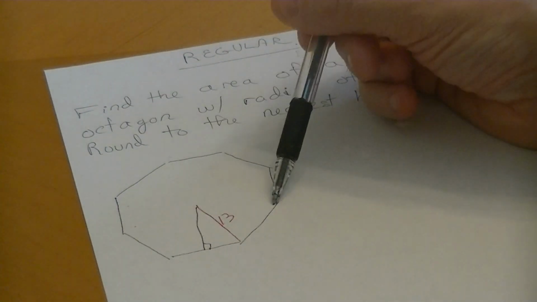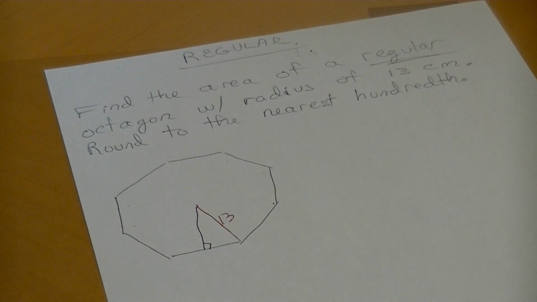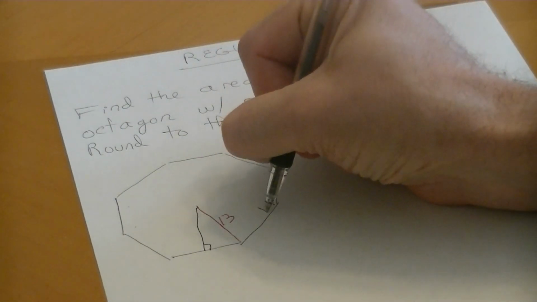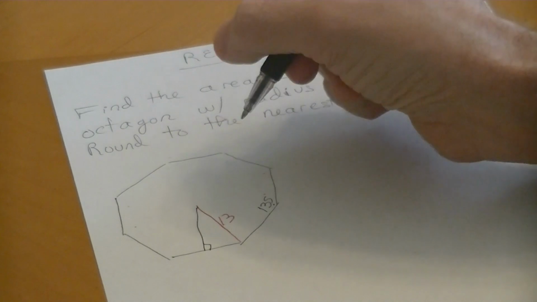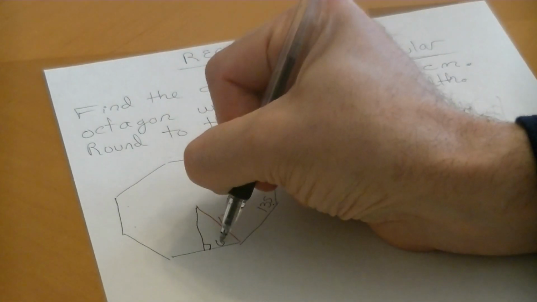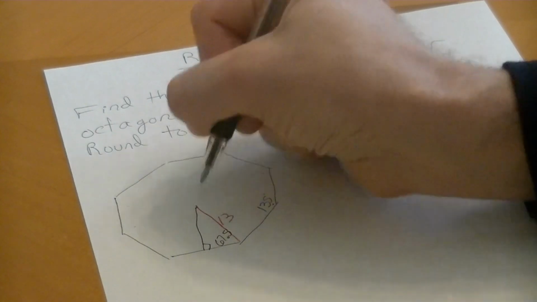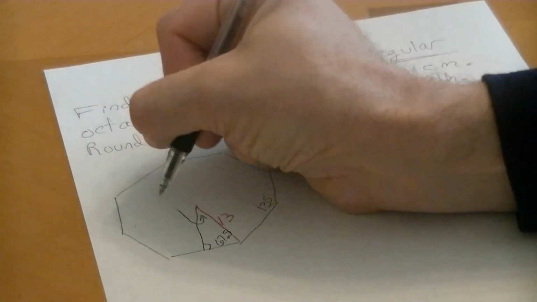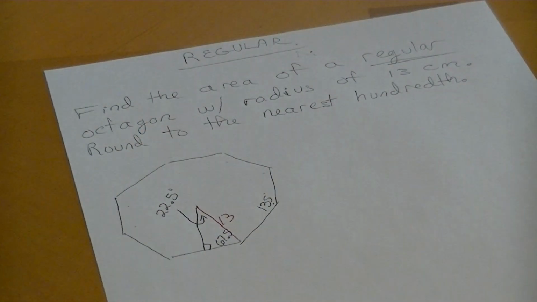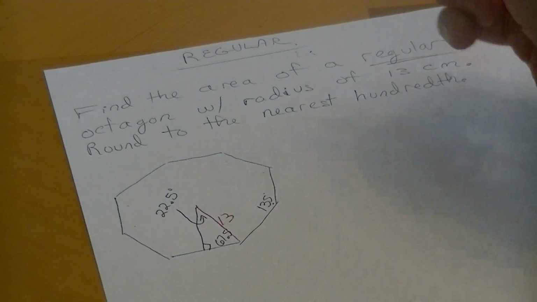Can you figure out what every interior angle is on a regular octagon? I'll wait for you. So if you did 8 minus 2 times 180 and divided that answer by 8, you would get 135 degrees for each angle. But the radius bisects that angle. So this is 67.5 degrees, which means this angle is 22.5 degrees.